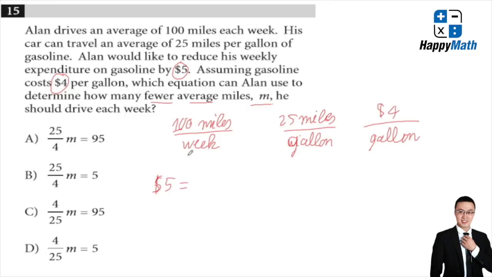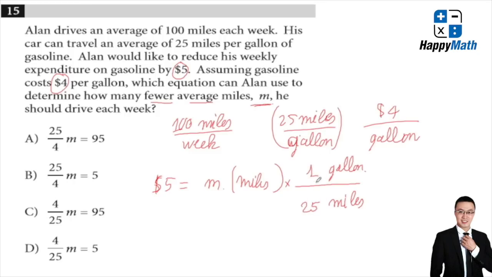$5 will correspond to an average of M miles per week, and M has the unit of miles. So I want to change this from miles to gallons and from gallons to dollars. Here is miles, so I multiply by a new fraction with miles in this position and gallons in here. I will use 25 for miles and 1 for gallon.